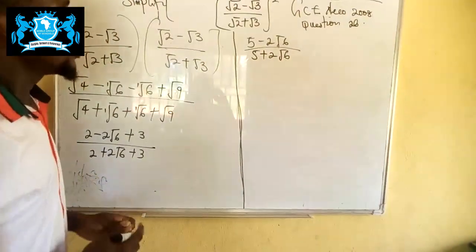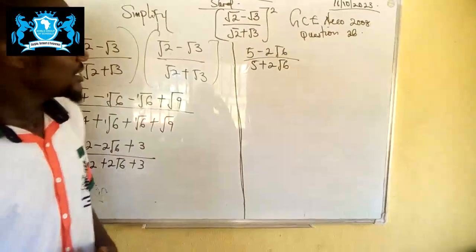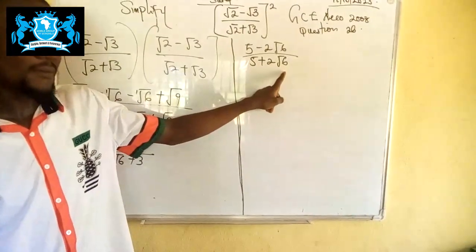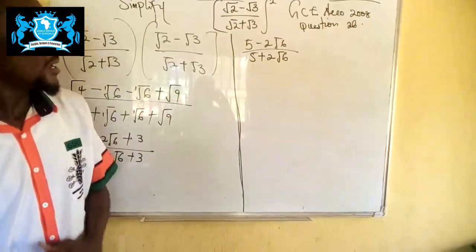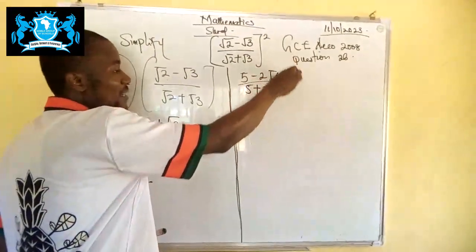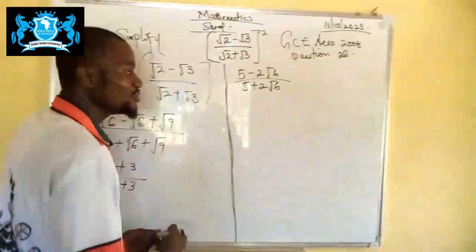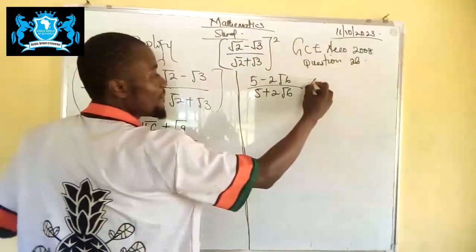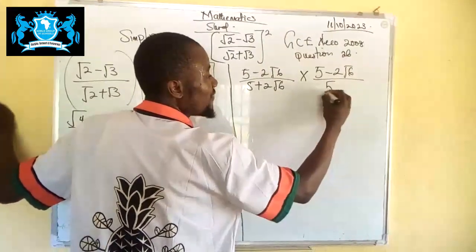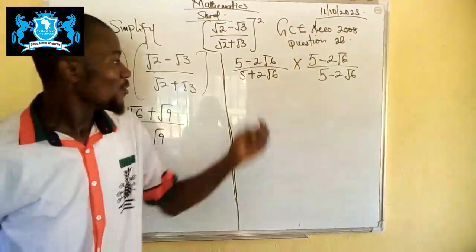Many students, after getting this answer, will say this is my final answer, but that is wrong. This is not your final answer because the denominator is still carrying a surd, so you have to rationalize. In rationalizing, you have to multiply both the up and the down by the conjugate of the denominator. So the conjugate of the denominator will now be times (5 − 2√6) over (5 − 2√6).